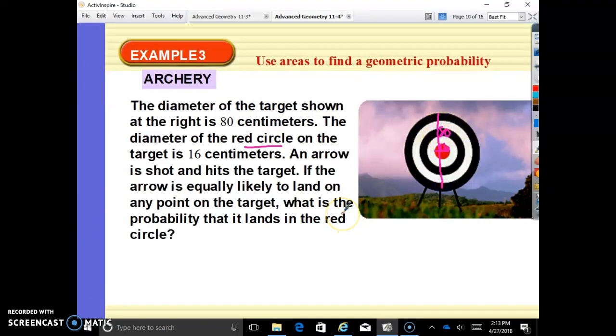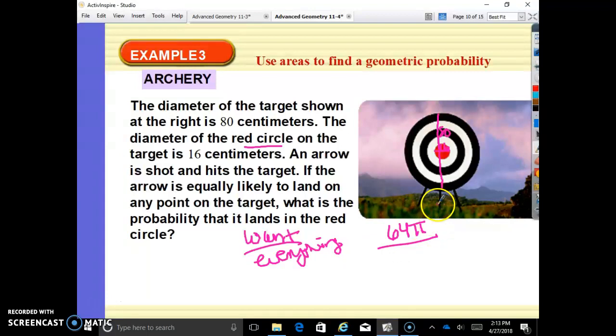Okay, so probability of red. What you want is red, out of everything. So what you want is the area of red. Pi r squared. If the diameter is 16, the radius is 8. It's half that. 8 squared is 64. So 64 pi out of the whole possibility.